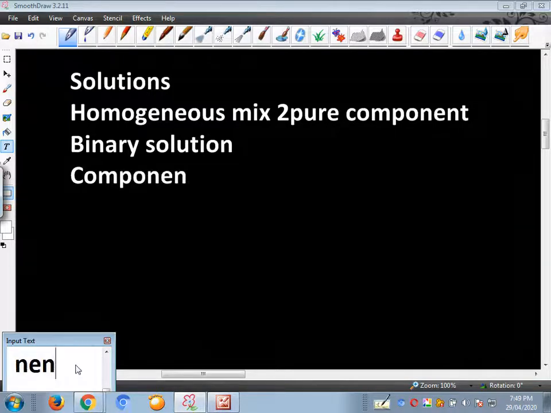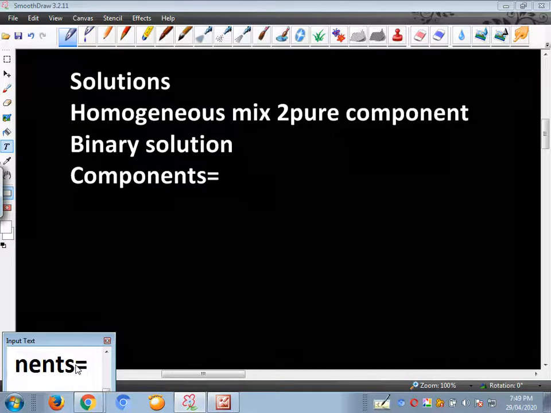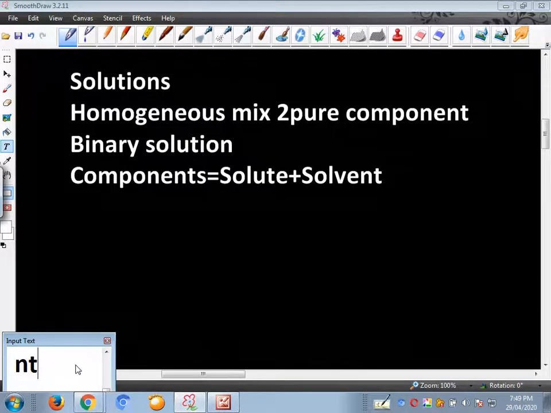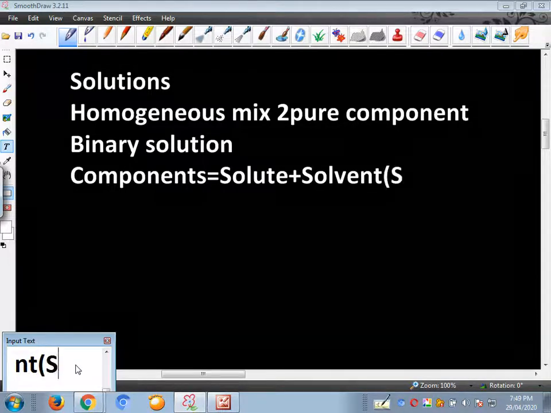Now, what are the different components of solution? What are the different components or basic substances which are present in a solution? I think you may know the answer. A solution basically consists of a solute as well as a solvent. Together they form a solution.